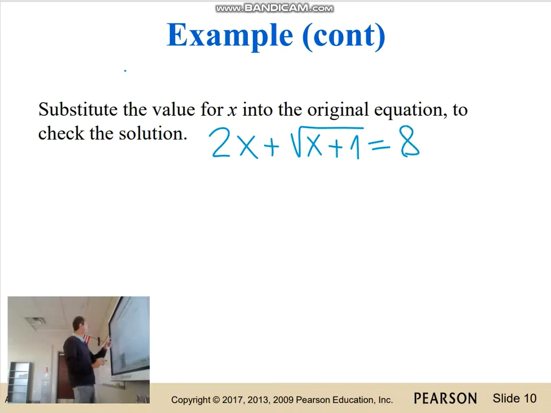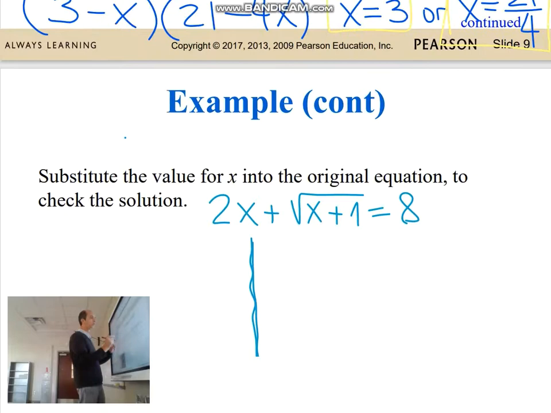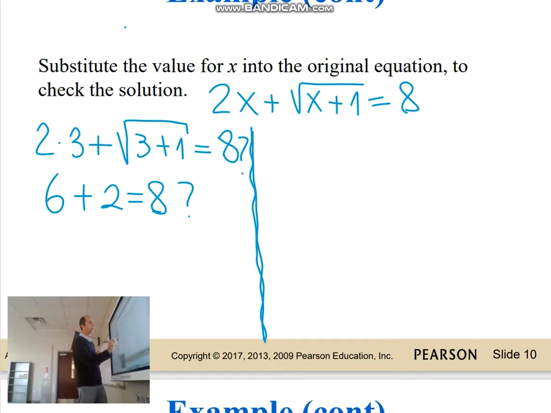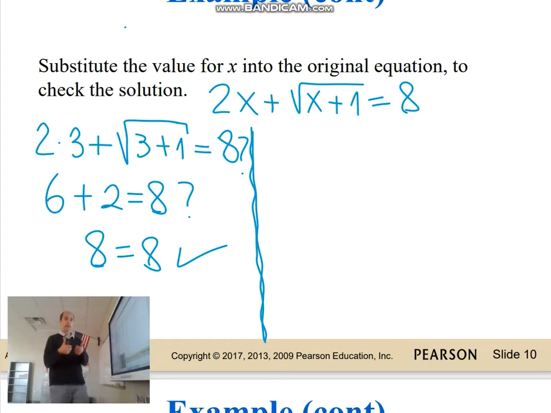Yes. And now let's try each one of the solutions we got. x equals 3, so plug in here, x equals 3: 2 times 3 plus square root of 3 plus 1, and we have to check if this equals 8. Okay, we need to check. 2 times 3, 6, plus square root of 4, 6 plus 2 equals 8. Yes, 8 equals 8. So that means x equals 3 is good. x equals 3 is a solution.